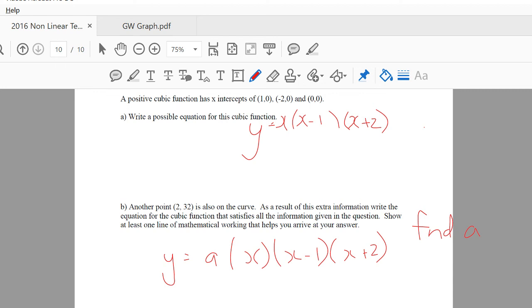So if we were to go and try and do that, all we've got to do is substitute 2 and 32 into this equation. So 32 equals a times 2 minus 1, which is going to be 1, times 2 plus 2, which is going to be 4. Let's get rid of that line. Times 4, which is 2 plus 2. So 32 equals a times 8. So a equals 4. So our equation would be y equals 4x, x minus 1, x plus 2.